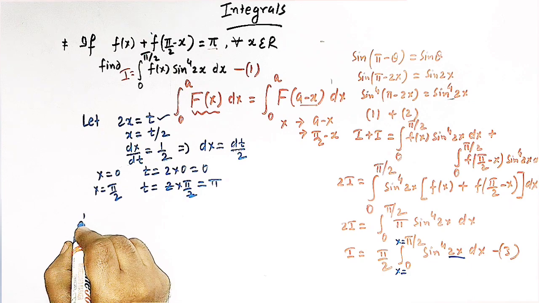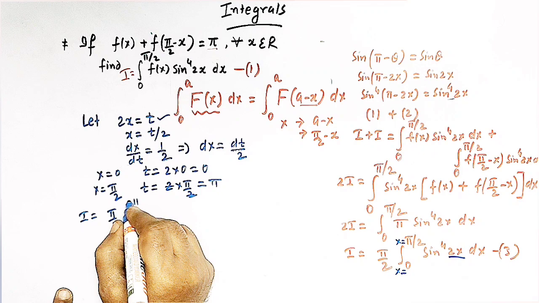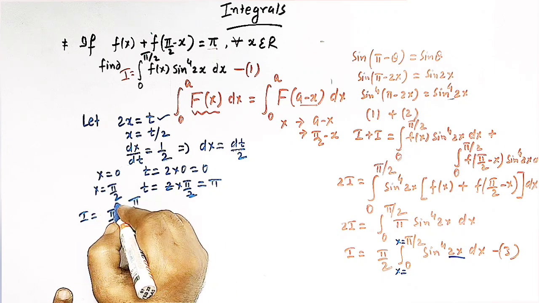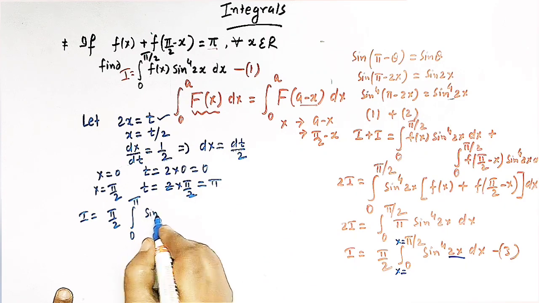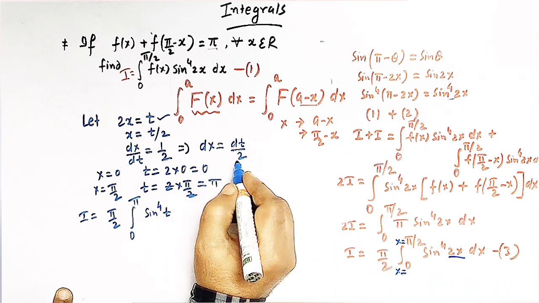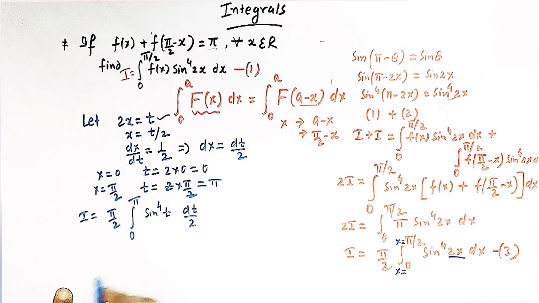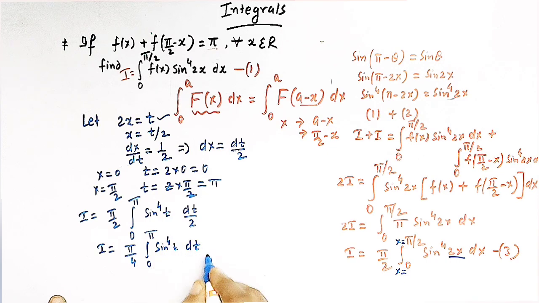So now this integral I can be written as pi over 2, and we have 0 to pi, because when x varies from 0 to pi by 2, then t goes from 0 to pi, and we have here sine 4, and for 2x we can write t, and for dx we have dt over 2. So here we have dt over 2. So now I is pi over 4, 2 times 2 is 4, and we have 0 to pi, and sine t raised to 4, and here we have dt.